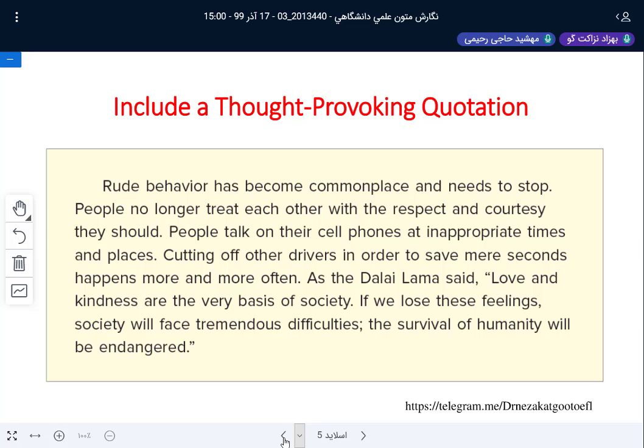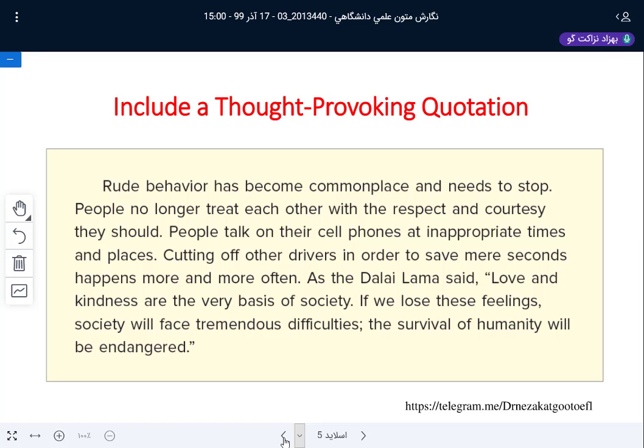Rude behavior. Rude behavior has become commonplace and needs to stop. Okay, look, this is a statement, and this is not a fact. This is your opinion. We start from something specific. Rude behavior is the topic or the subject of the essay, and we want to talk about this. And this is your stance. Has become commonplace and needs to stop. So we have to stop the rude behavior.